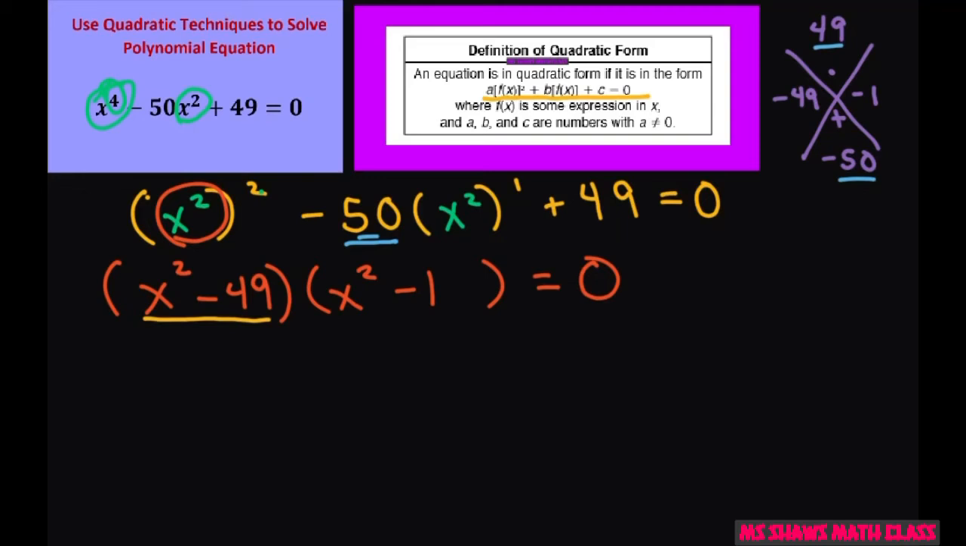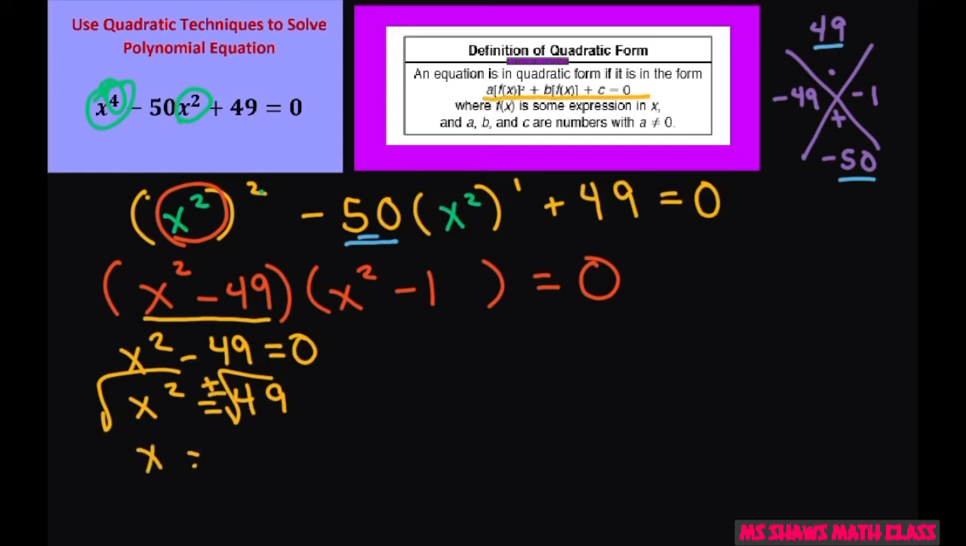So for the first one, I'm just going to set x squared minus 49 equals 0, and add 49 to both sides, and square root both sides. Don't forget your plus and minus. So you get x equals plus or minus 7. Plus or minus 7.